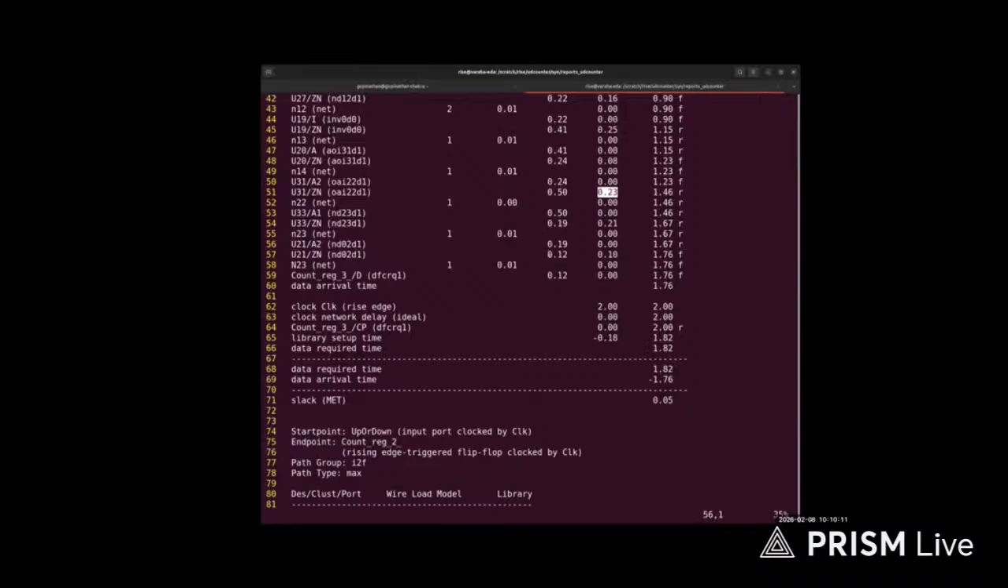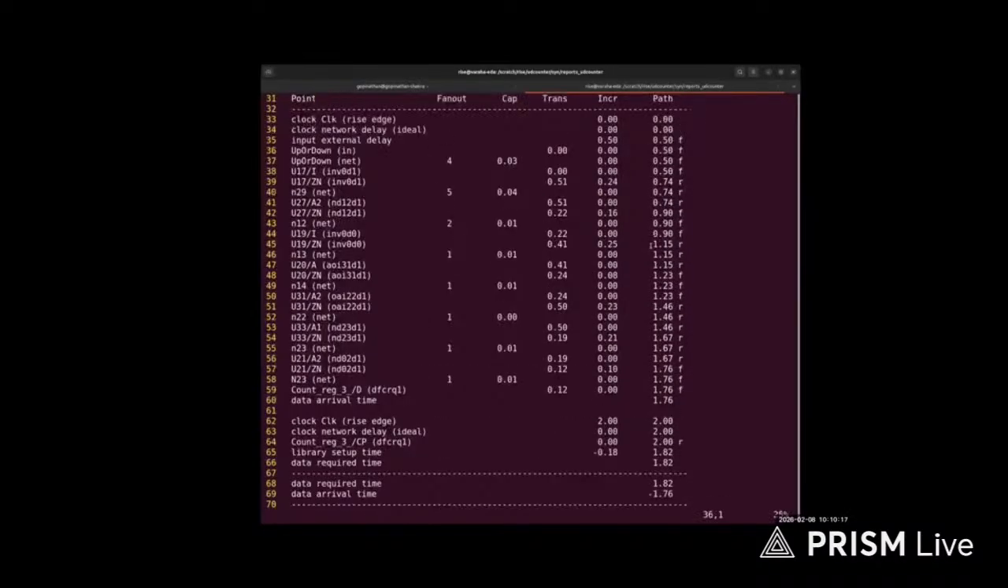What are those F and R in the path column after the incremental time? You have either F or R, right? Good question. This is called fall time and rise time, which will come back once we are coming to this topic.